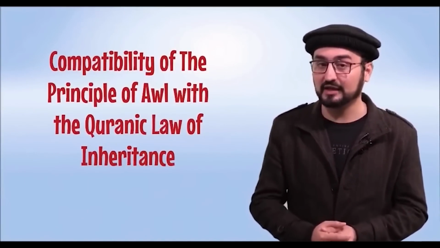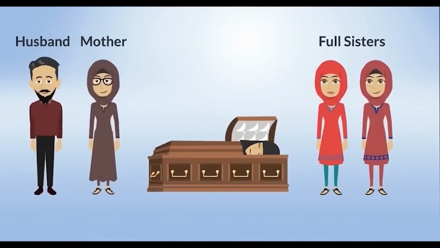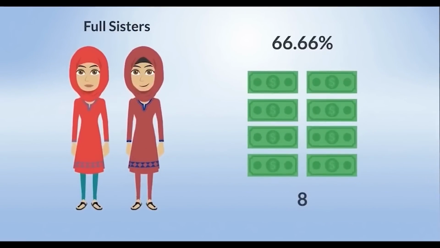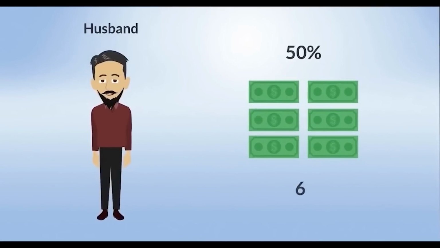Let us now examine the second case. In this scenario, the deceased woman left behind a husband, a mother, and 2 full sisters. According to the traditional scholars, the mother should receive 1/6 or 16.66% or 2 rupees, the 2 full sisters 2/3 or 66.66% or 8 rupees, and the husband half or 50% or rupees 6.